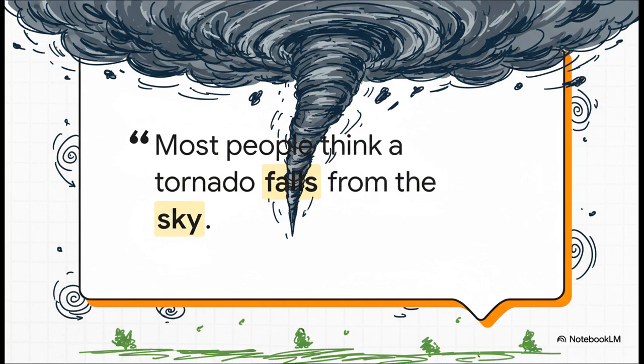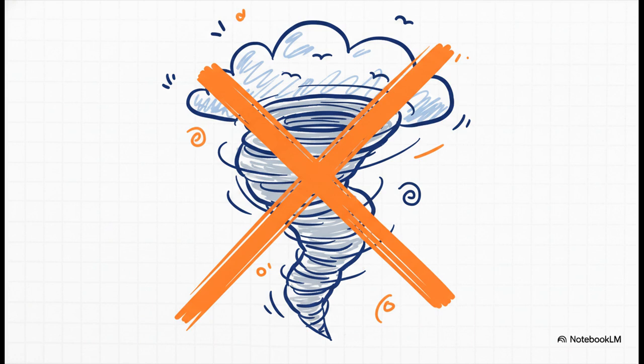You know the classic image, right? That dark funnel just descending from a storm cloud, reaching down for the ground. I mean, that's the story we've all been told our whole lives. Yeah, well, it's completely wrong. A tornado isn't some thing that just drops out of the sky. It's an engine that's built inside a storm, piece by powerful piece. And the real story? It starts way before you ever see a thing.